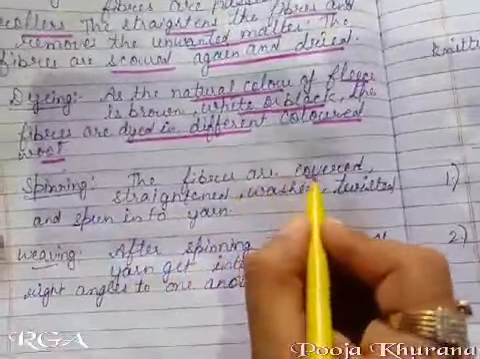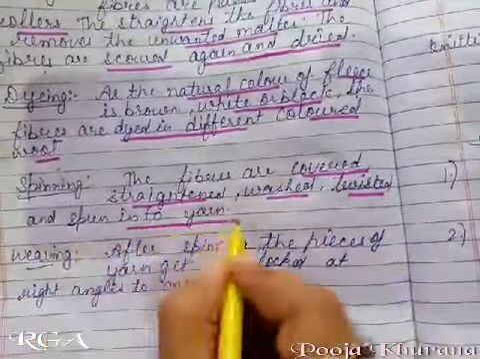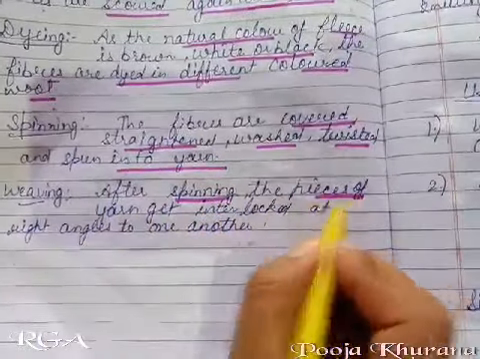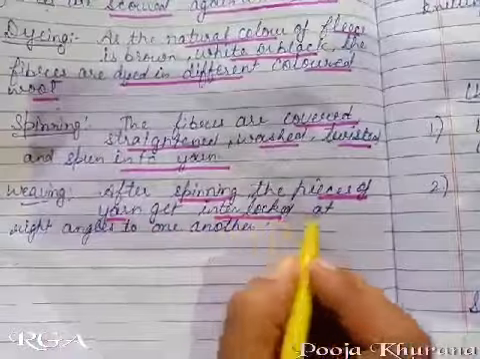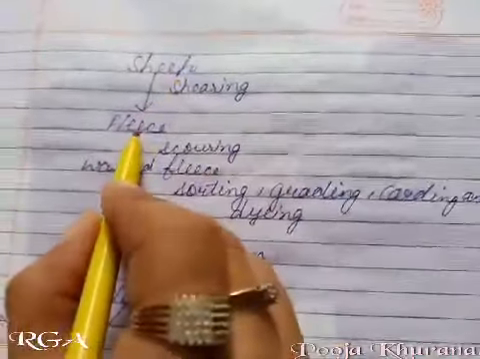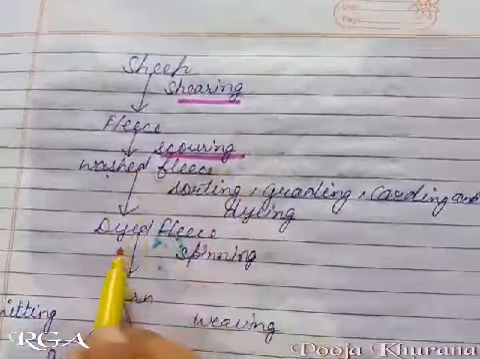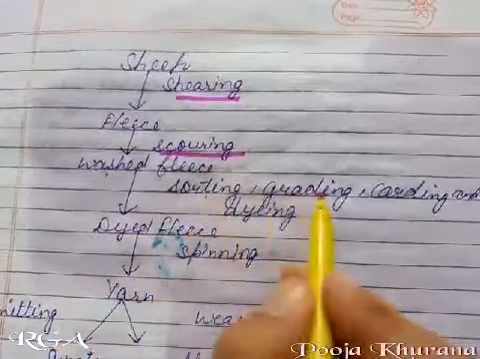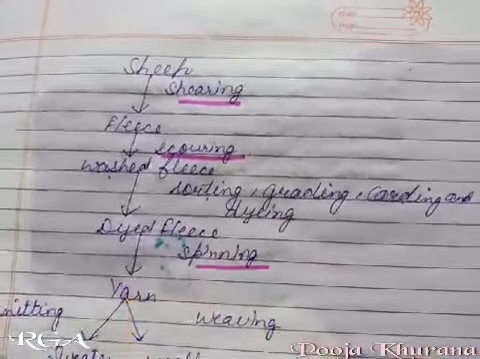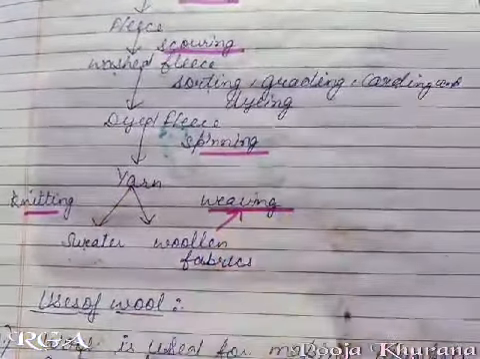Spinning. The fibers are stretched, strengthened, washed, twisted and spun into yarn. And next is weaving. After spinning, the pieces of yarn get interlocked at right angles to one another. Sheep fleece, shearing. Wash fleece, scouring. Sorting, grading, carding and dyeing. Spinning, yarn, sweater, woolen fabrics. Sweater is knitting, woolen fabric is weaving.